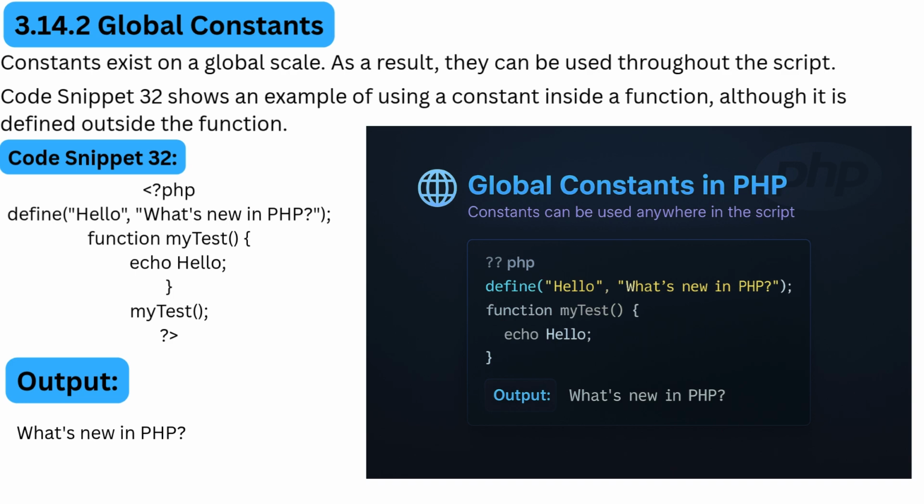So when the myTest function is called, it executes the line echo hello. PHP looks for the constant hello, finds its definition, and prints its value on the screen.